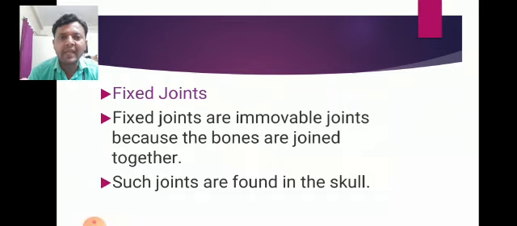So fixed joints are immovable joints because the bones are joined together. Why are these bones called fixed joints? Because these bones are joined together. So they are immovable. Such joints are found in the skull. Skull is, as I used to tell you, skull means khopdi. Okay, skull, the outer covering of your head. In the skull, the brain is located. Okay, so fixed joints are generally found in the skull.